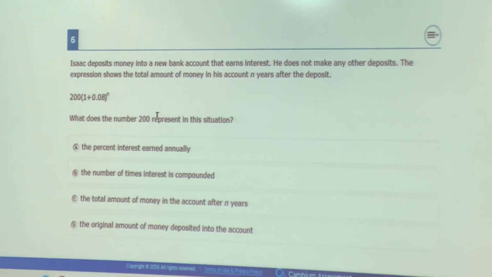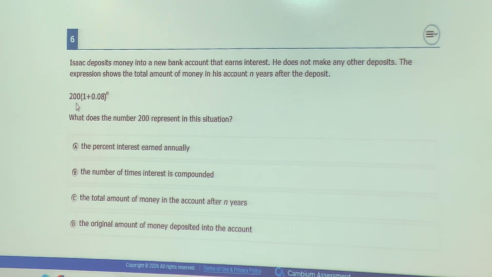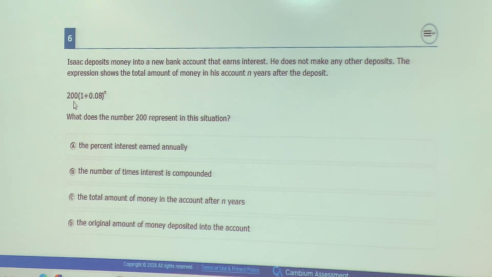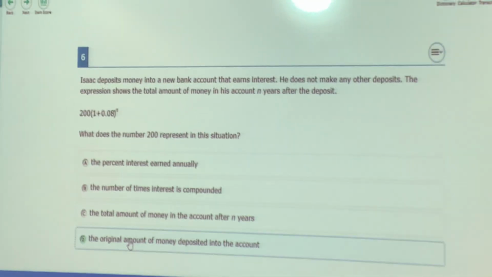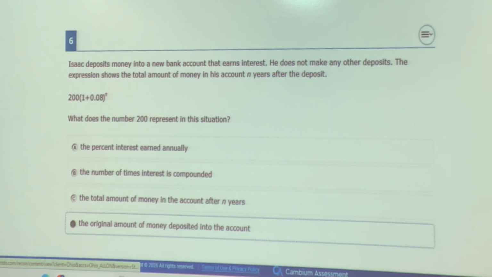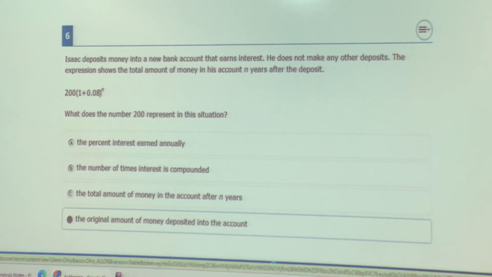On number 6 is an exponential. In an exponential, that 200 is where it begins. So for this, that's the original amount because original means begin. And the 0.08 is the rate, so that would be 8% if they ask that question.